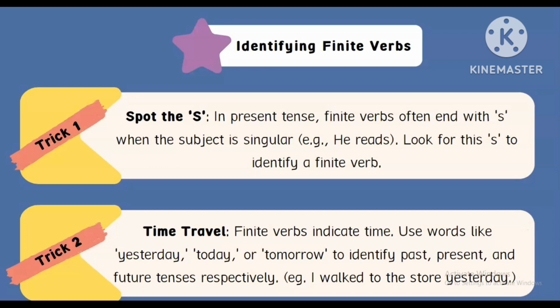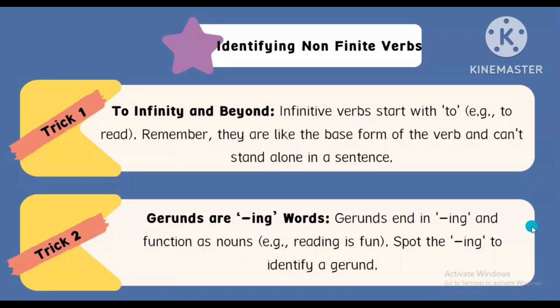Trick number 2, time travel. Finite verbs indicate time. So, use words like yesterday, today or tomorrow to identify past, present and future tenses. Example, I walked to the store yesterday. This is a finite verb in past tense. Now let's know how to identify the non-finite verbs.